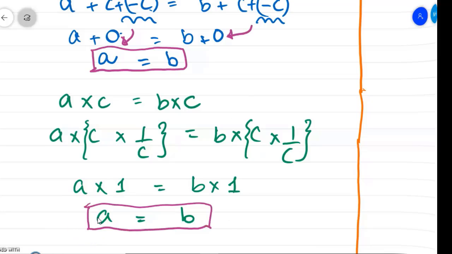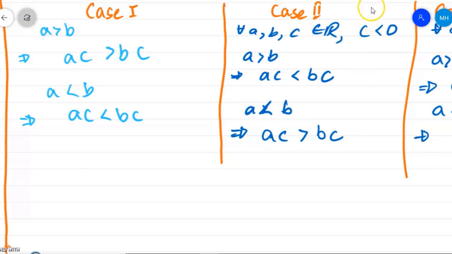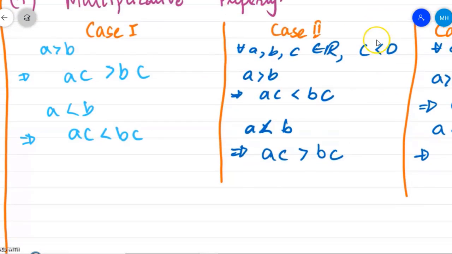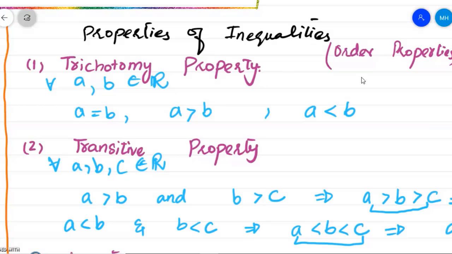This is about the cancellation properties, which come under the inequalities. We can say order properties. So we have the first property, the trichotomy property. Trichotomy property means we have any one of three states between two real numbers.